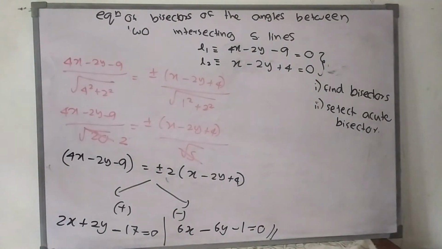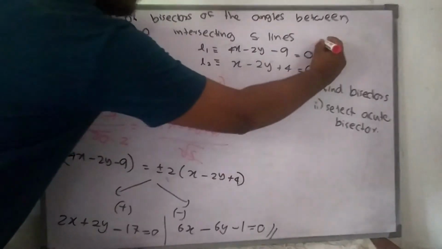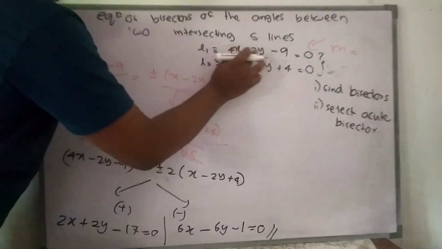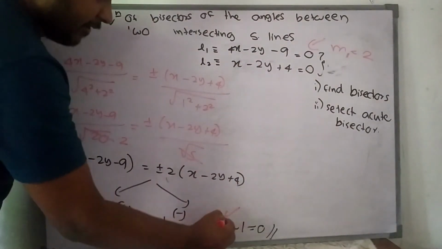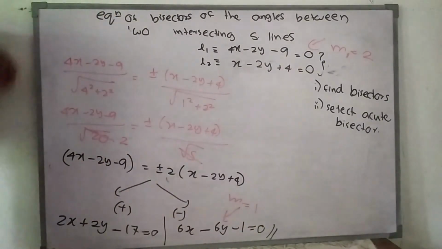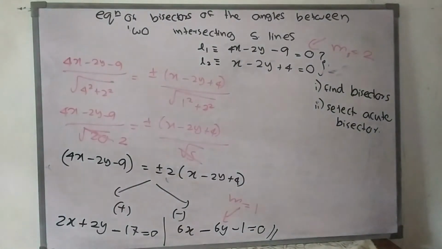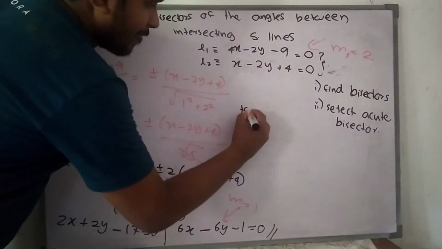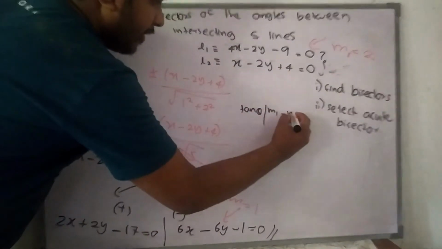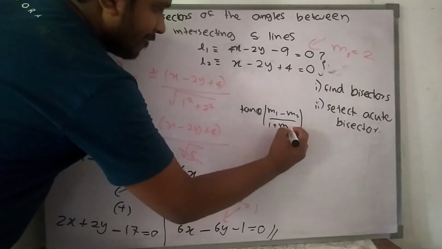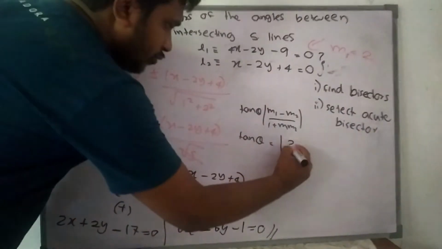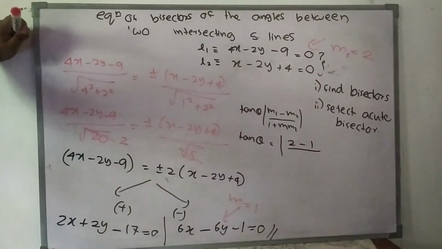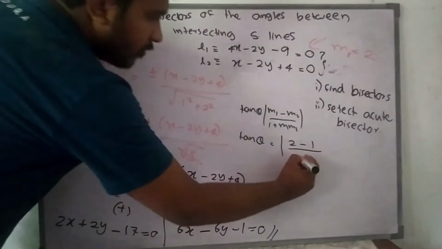So the next step is selecting an acute bisector. So I am just selecting this one. The gradient is plus 2 and this gradient m equal 1. Right, then tan theta equals m1 minus m2 over 1 plus m1 m2, which is 2 minus 1 over 1 plus 2 into 1.